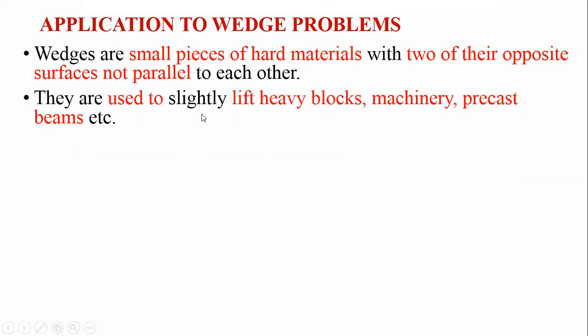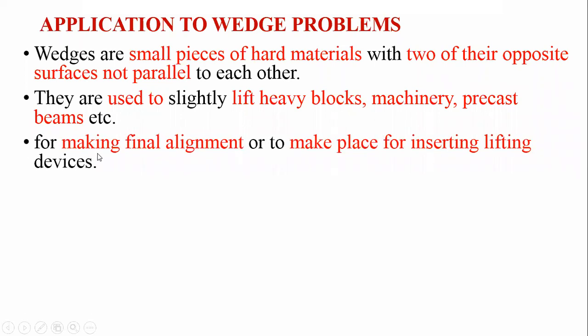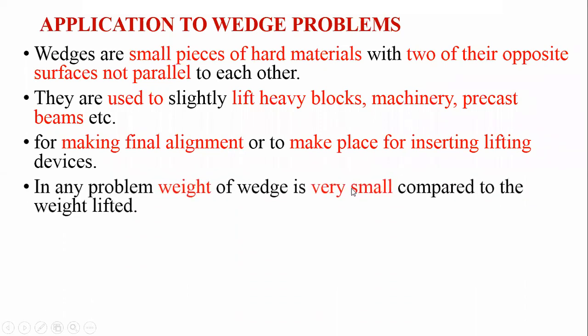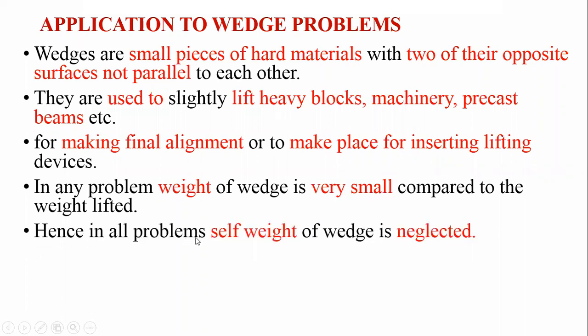They are used to slightly lift heavy blocks. You might have seen various cases of lifting heavy blocks, machineries or precast beams where these wedges are used. They are also used for making final alignments, and to make a place for resting lifting devices. In many problems, the weight of the wedge is very small as compared to the weight being lifted. Hence, in all the problems, the self weight of the wedges is neglected.